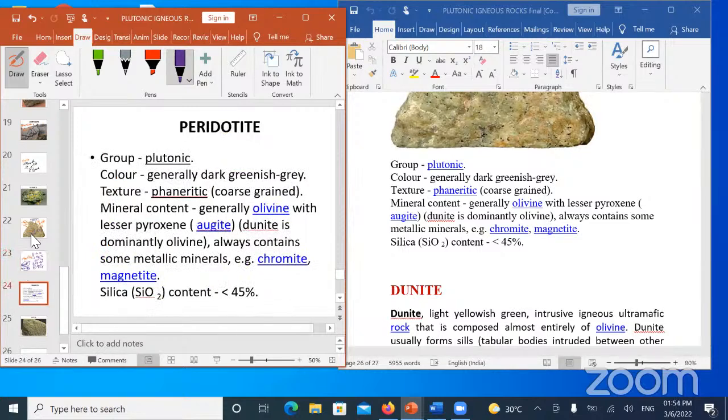So you see the group is plutonic, and the color is generally dark greenish gray, and the texture is phaneritic, coarse grain, and the mineral content is generally olivine. You remember this olivine grain, right? With less pyroxene, that is augite, and dunite is dominantly olivine and always contains some metallic minerals, examples chromite, right, and also magnetite. And silica percentage is less than 45%, right? So this is the peridotite.